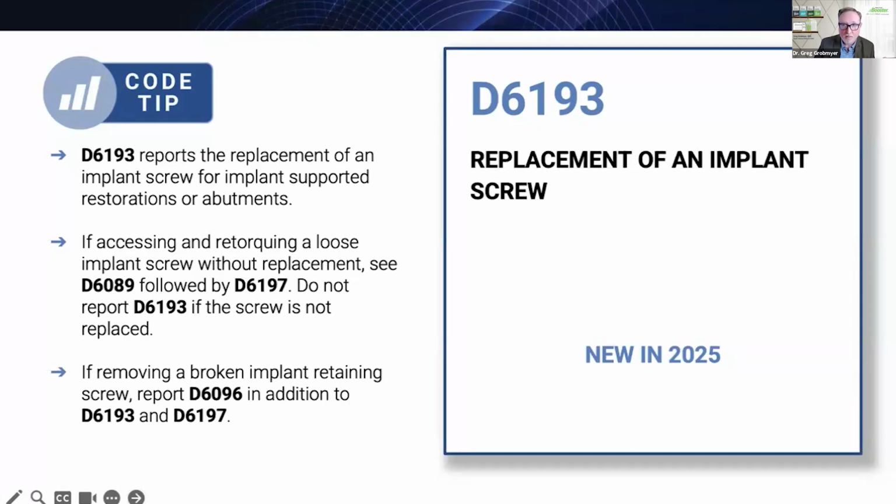Now, if the screw is broken, there's a 6096 code. That's the broken screw, where the head of the screw is in the crown, but the body of it is still down on the implant. That's a difficult situation. And so you could also do the new screw and the filling that goes back in the hole.